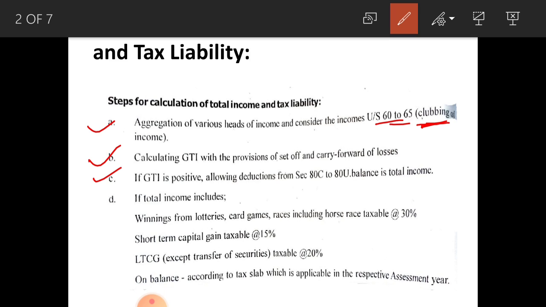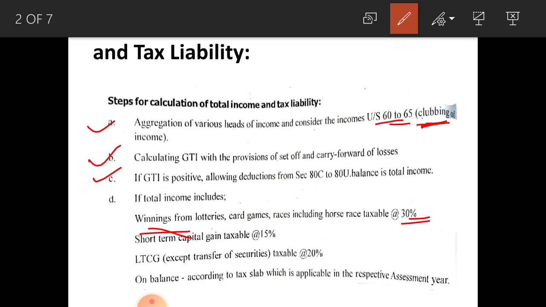Here, you have to use the percentage given in the tax slab except these items. See first one, winning from lotteries, card games, races including horse race taxable at 30%. If the income of an individual includes this item, that is taxable at the rate of 30%. That is the fixed rate 30%. You have to use this rate to calculate tax liability on the income of these item.